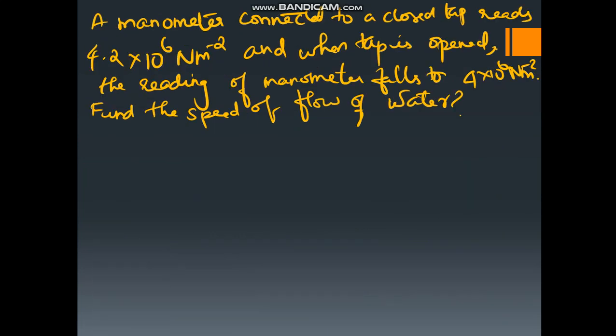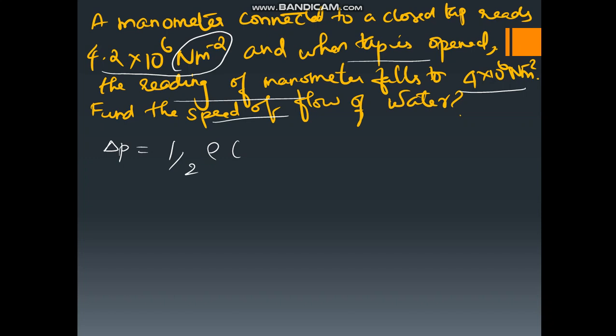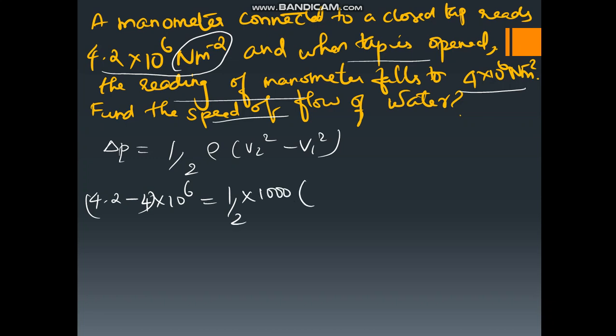Okay, now let us see a numerical. A manometer connected to a closed tap reads 4.2 into 10 power 6 N m power minus 2, which is the pressure. When the tap is opened, the reading falls to 4 into 10 power 6 N m power minus 2. Find the speed, they are asking. Delta P is equal to 1 by 2 into rho into v2 square minus v1 square. So delta P is from the two pressures they have given: 4.2 minus 4 into 10 power 6 is equal to 1 by 2 into density of water, 1000 kg per meter cube, into v2 the whole square.